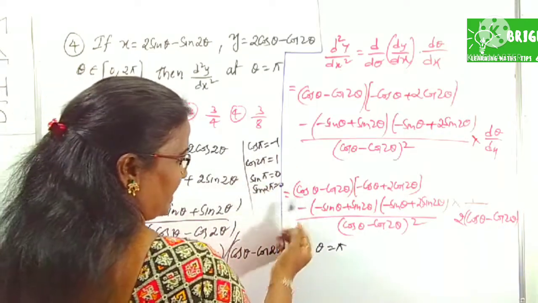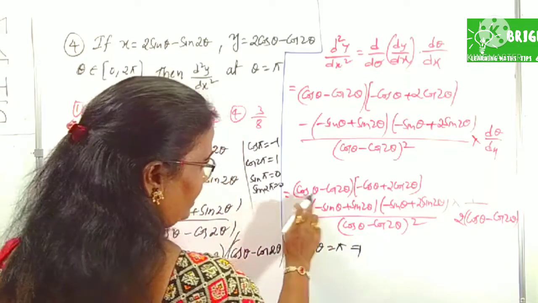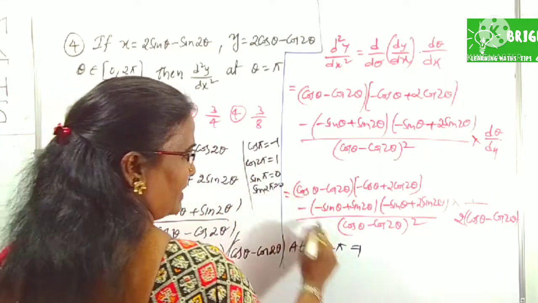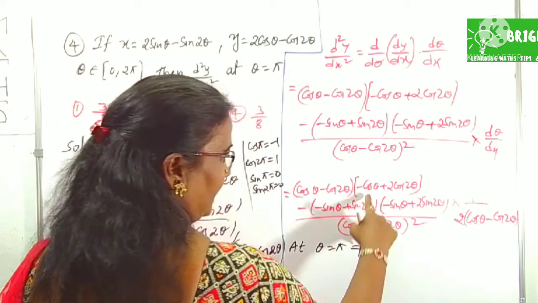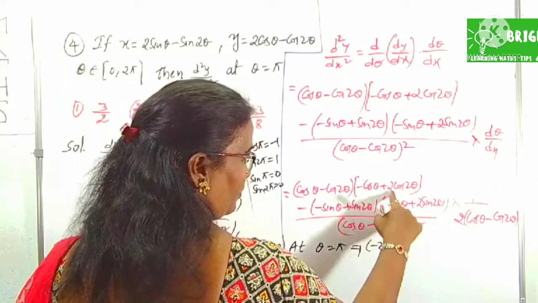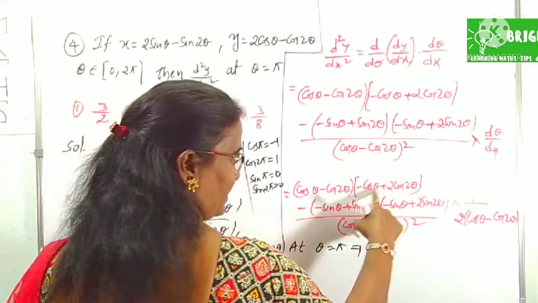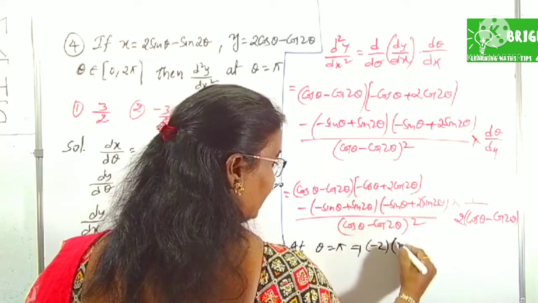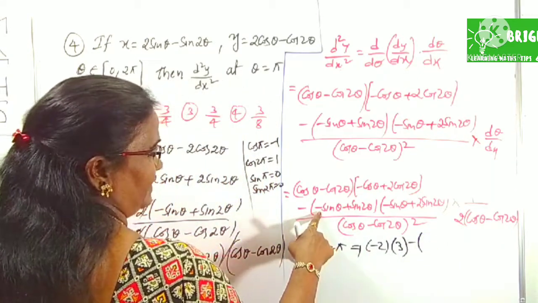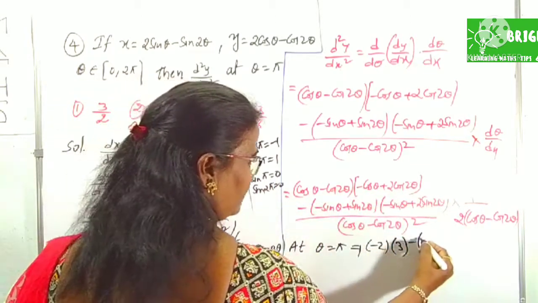First, cos pi is minus 1. Cos 2 pi is 1. Here minus 1, minus 1, minus 2, right? Into cos pi is minus 1, minus 1, minus plus 1. Cos 2 pi is 1. 1 plus 2, 3, right? With minus of minus sin pi is 0, sin 2 pi is also 0, means this total term becomes 0.